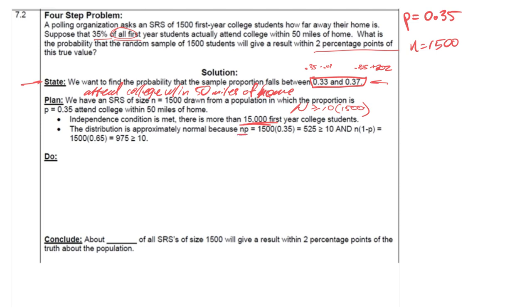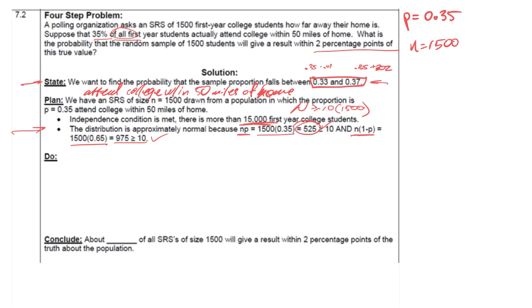Well, they check. N times p, that's 1,500 times 0.35. That's 525. That is greater than or equal to 10. N times 1 minus p is here. They plug in the values. That's 975. Okay, so it is approximately normal. We must do these things. It's not going to be spelled out for you, but this is just to speed the process along. You must do these things before you can use the standard deviation and normal approximation.